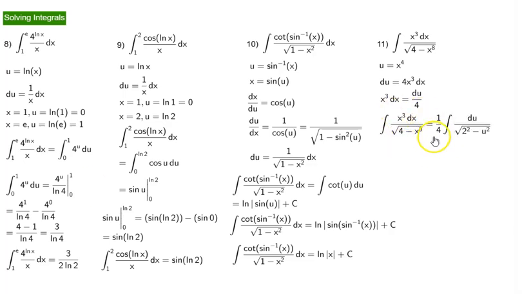So after substitution, we get 1 by 4 integral of du by square root of 4, we can write it as 2 square minus u square. And this we know, a square minus x square under a square root in the denominator is sine inverse of u by 2. So 1 by 4 sine inverse of u by 2. Substituting back, we get 1 by 4 sine inverse of x to the power of 4 by 2 plus c.